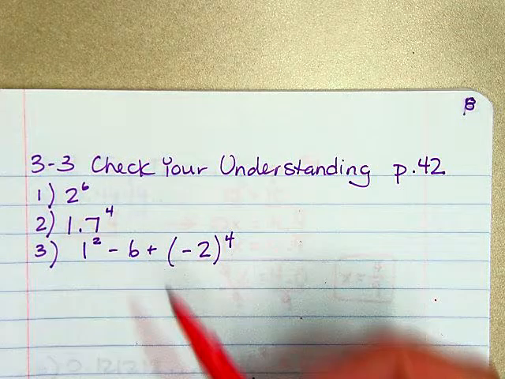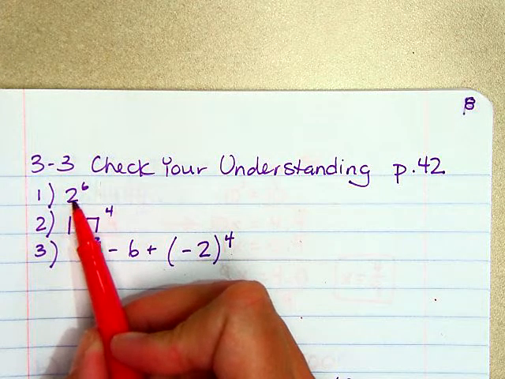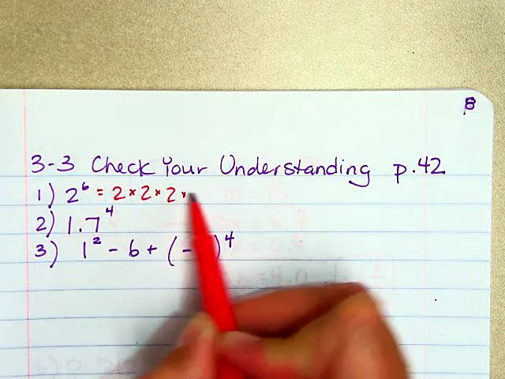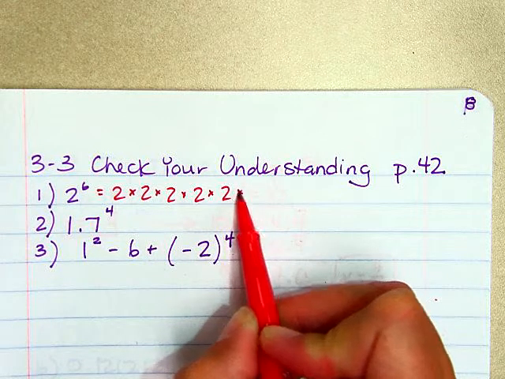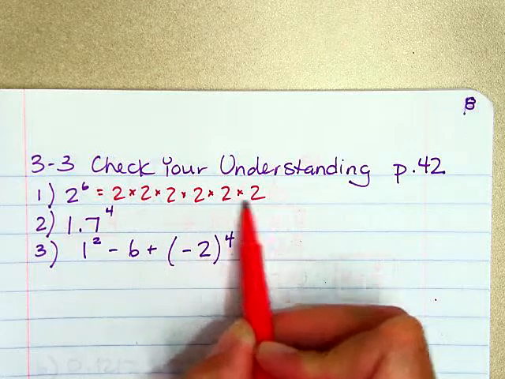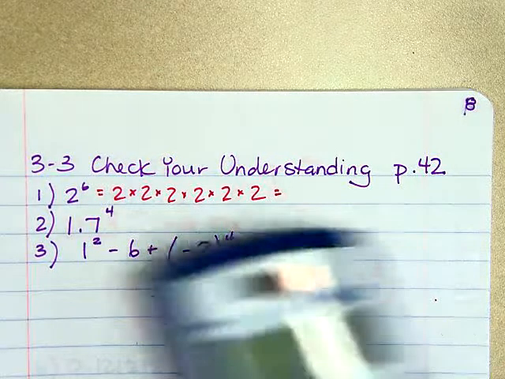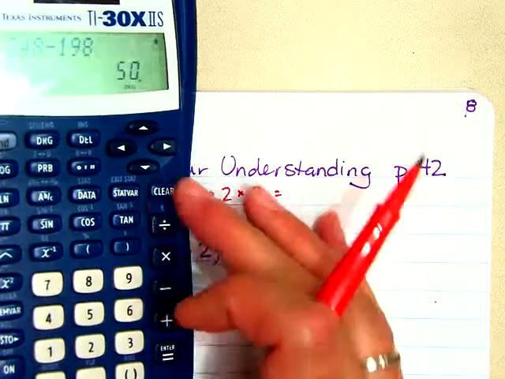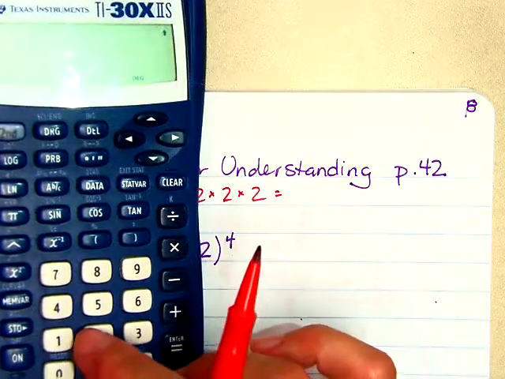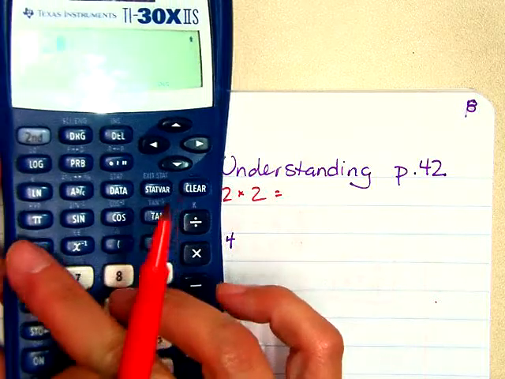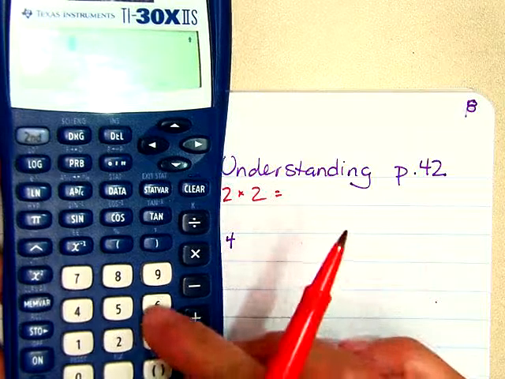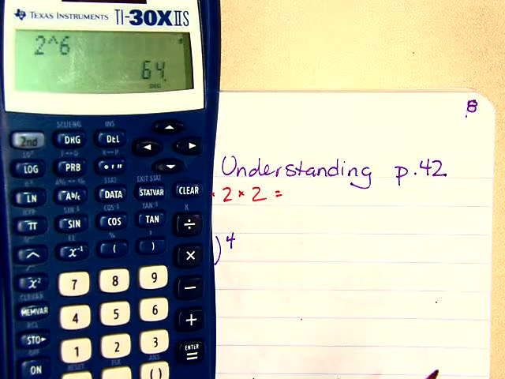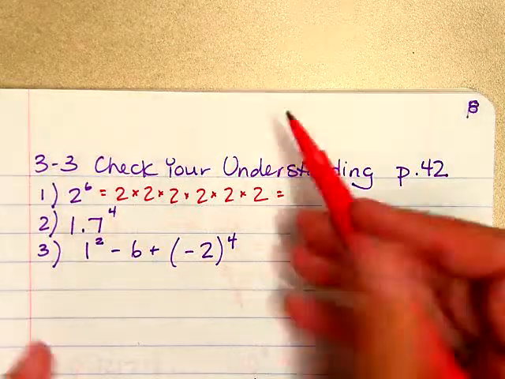So all I have to do for this one is this is going to be a calculator problem. I mean, I could write it in expanded form, but really it doesn't help me very much. 1, 2, 3, 4, 5, 6. But I don't want to put the expanded form into my calculator, I do want to put 2 to the 6th power. So if you remember, it's 2, and then it's this caret here to the 6th power. So it should look like 2 caret 6, and when I hit enter, 64 is the answer.